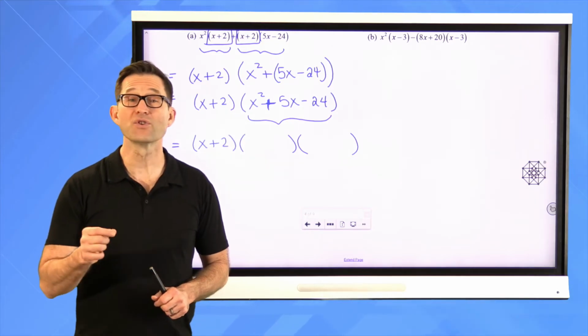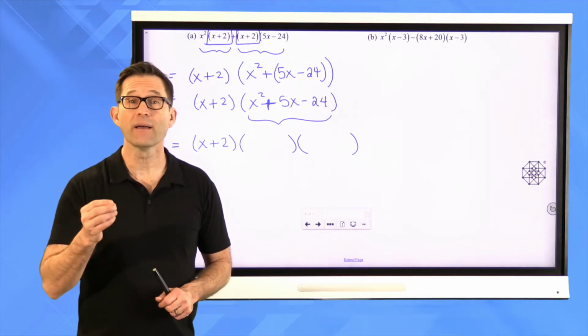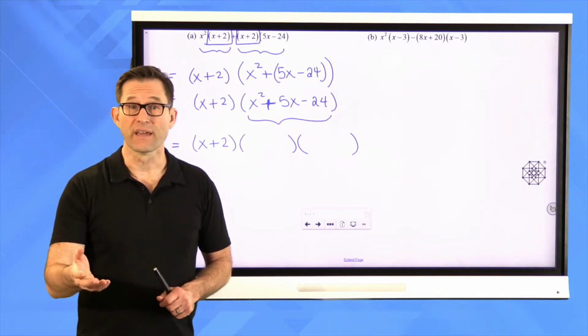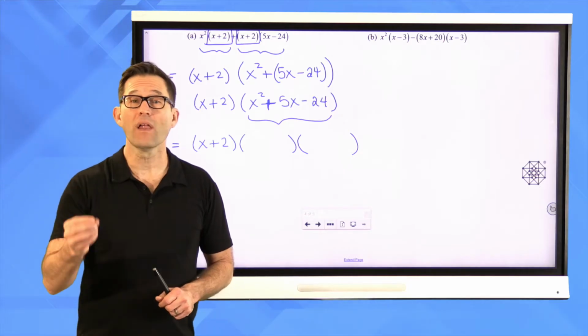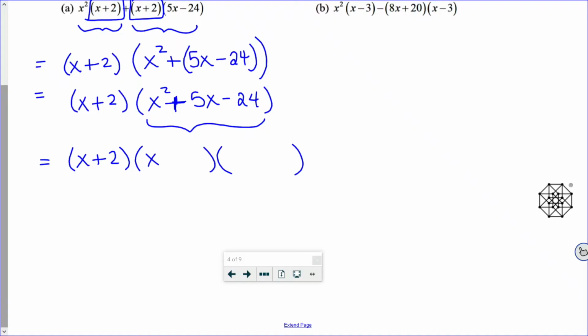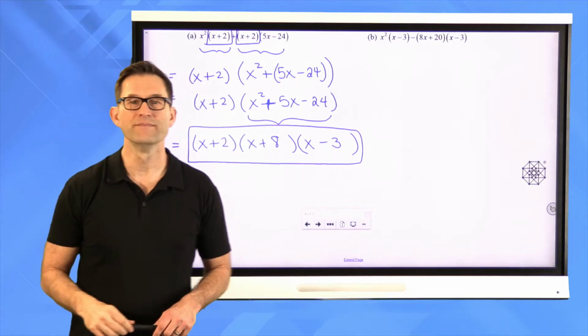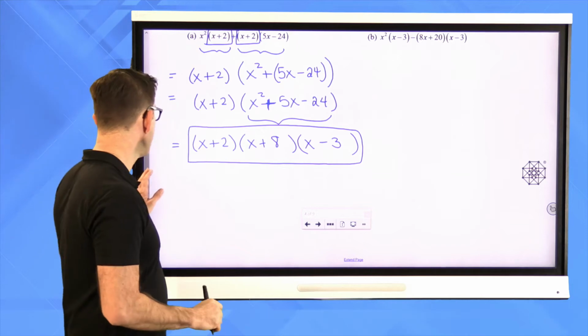All right, well, those are going to be positive 8 and negative 3, right? 8 times negative 3 is negative 24, and 8 plus negative 3 is positive 5. So we can finish factoring this as x plus 8 and x minus 3. That's just pretty. There we go. All right. Now, letter B.